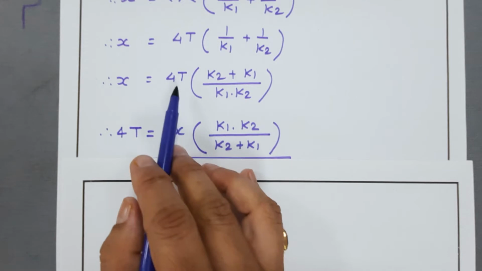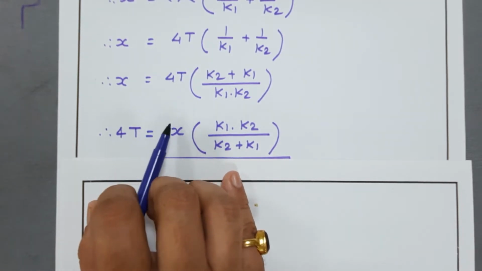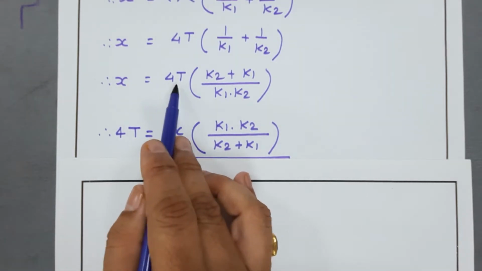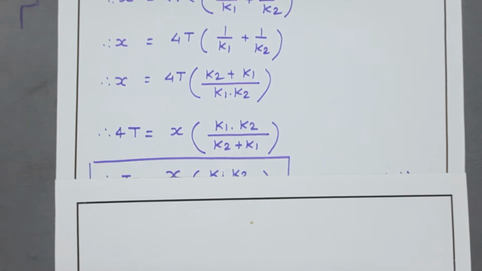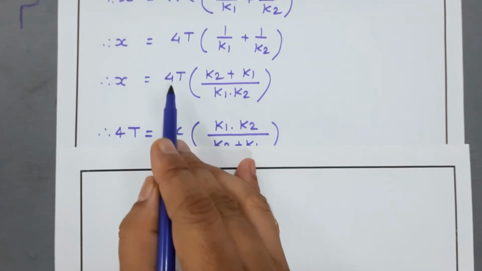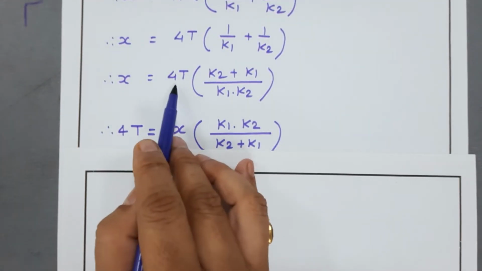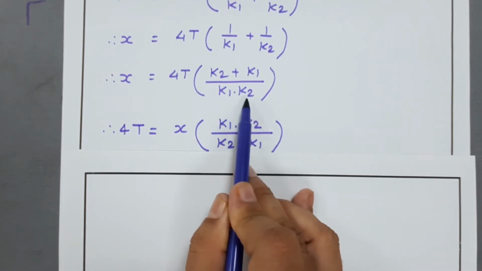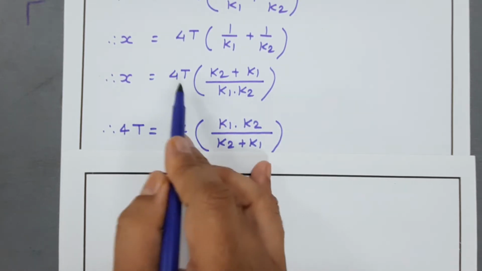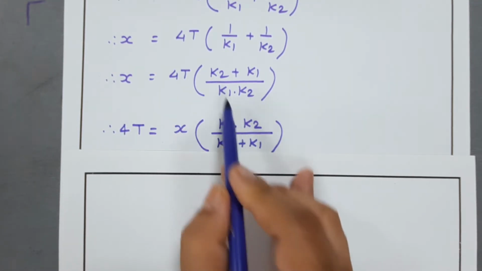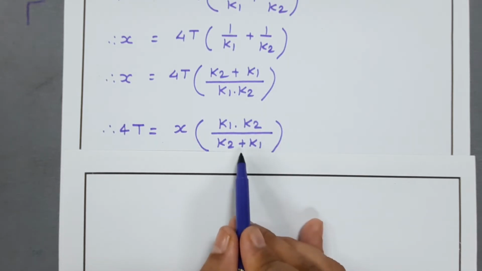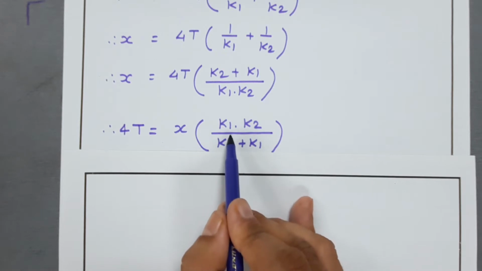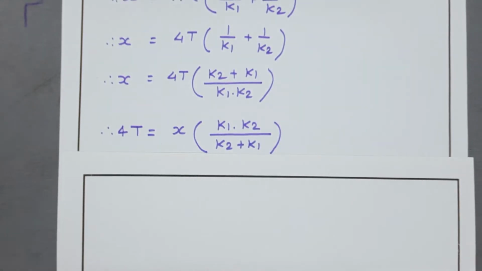Now from this I have to calculate the value. So this equation can be rewritten as 4t is equal to x. My purpose is to calculate the value of t. So 4t is equal to this term. This k1 into k2 is at the denominator, so it goes to the other side and becomes k1 into k2 in the numerator, divided by k2 plus k1, which is at the numerator and becomes the denominator. So we have 4t is equal to x into bracket k1 into k2 divided by k2 plus k1.